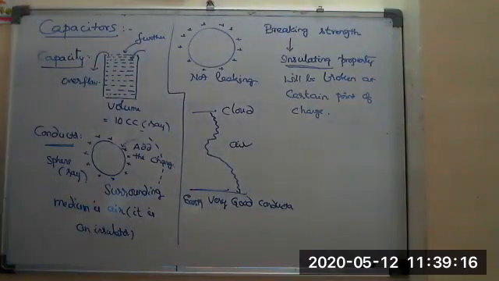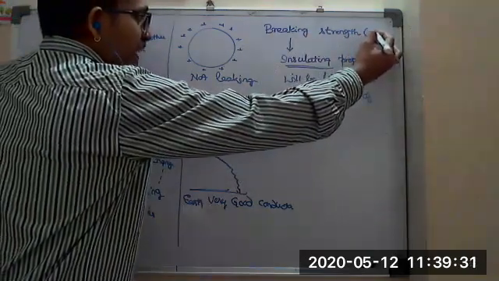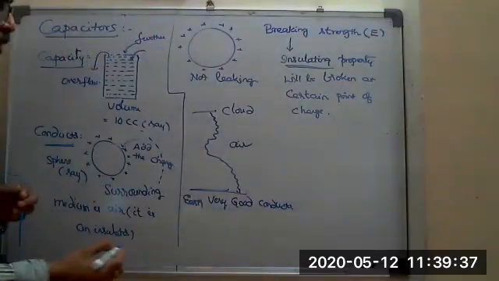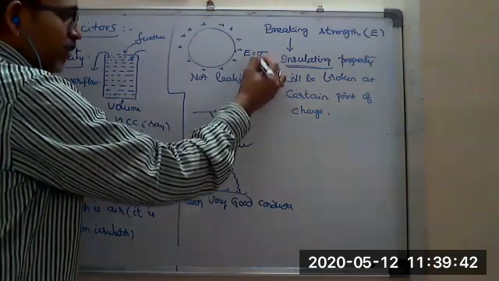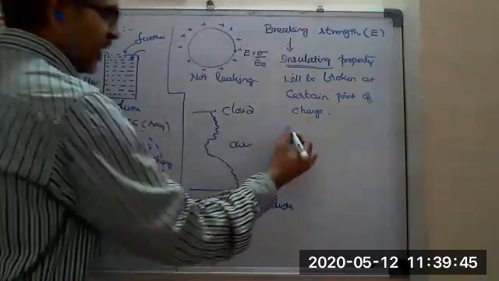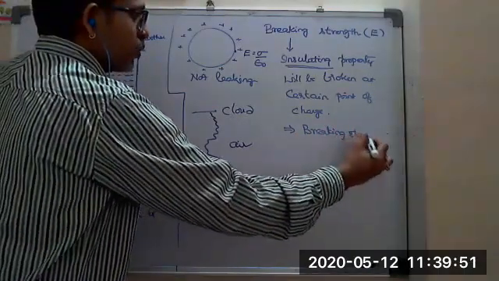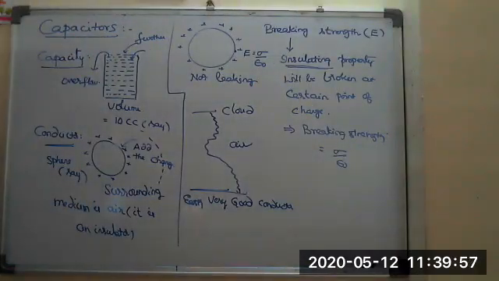That the strength of the surrounding medium is called the breaking strength. Then you raise the question, how to measure the breaking strength of a medium, sir? That breaking strength you measure with the electric field intensity over the surface. If the electric field intensity over the surface is sigma by epsilon naught, then the breaking strength of the surrounding medium is equal to sigma by epsilon naught. So I think you understood.